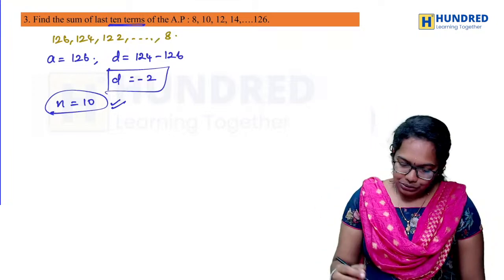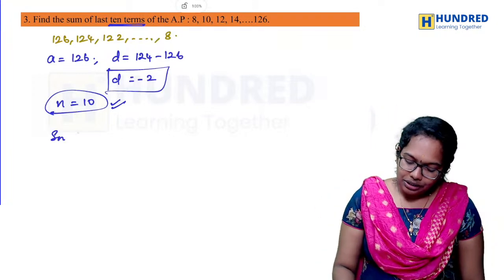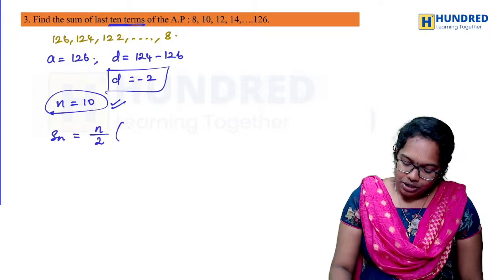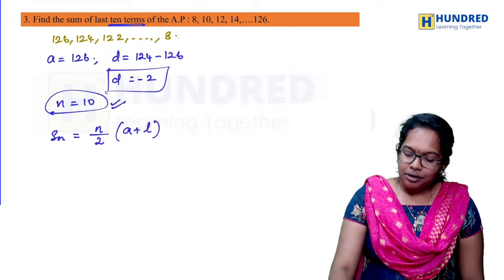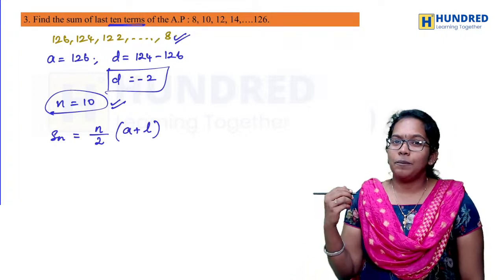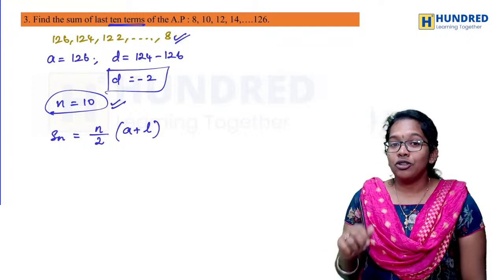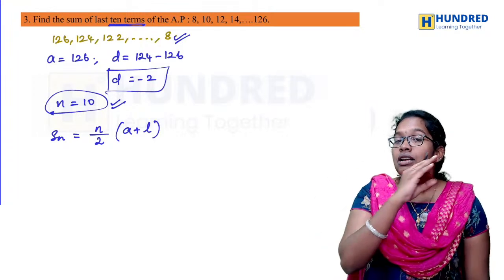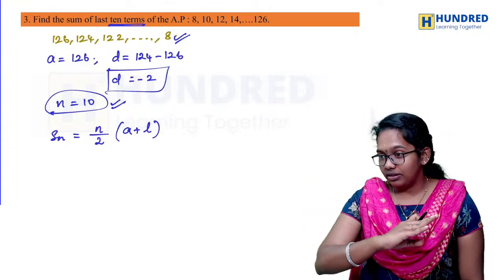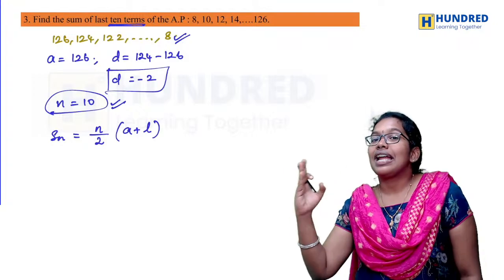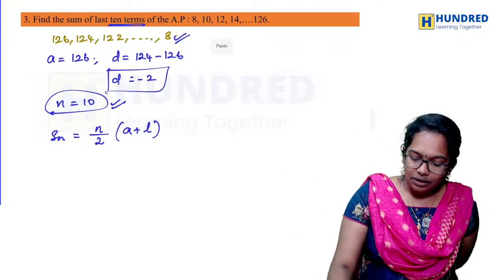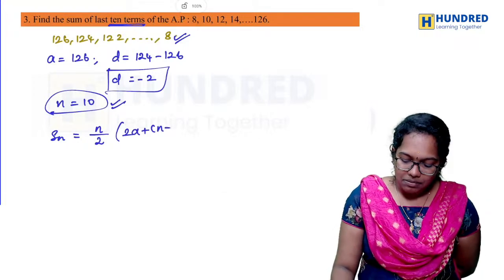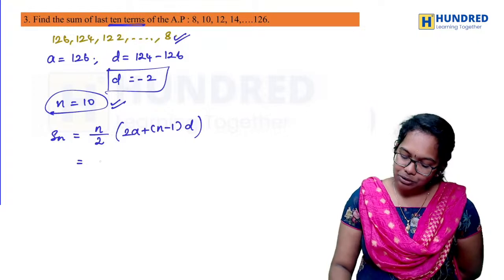Okay. So now we are just simply going to use the formula for Sn. Sn is nothing but n by 2. You can go with a plus l if you know the last term also. Do we know the last term really? No, because the last term is the 10th term. From the last we are just finding the 10 terms alone and not for the entire case. So for that case I am going to use the formula 2a plus n minus 1 into d. Okay, so now substitute the values.